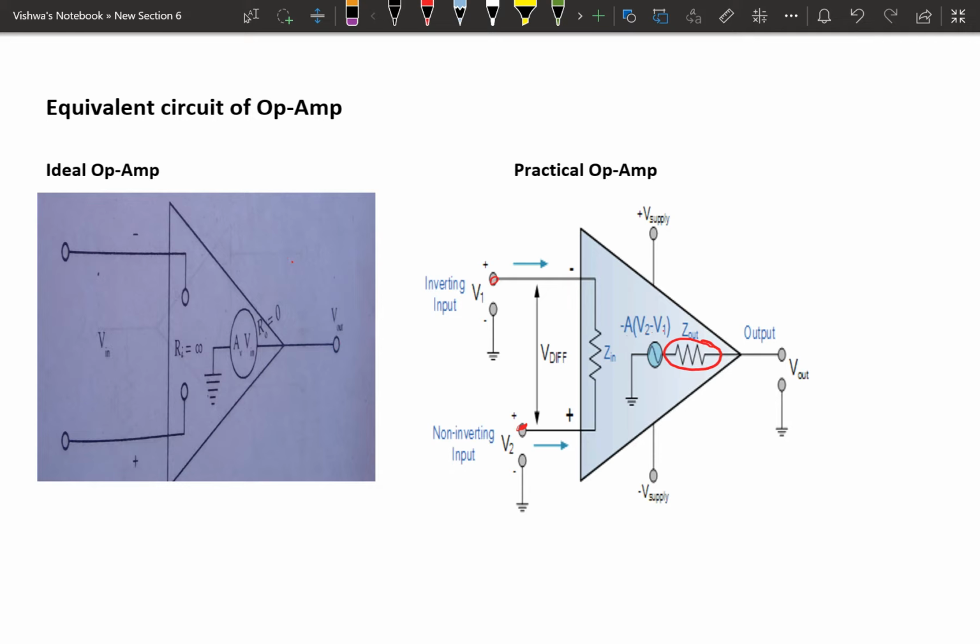Okay. For this I will stop the class. Next we are going to study different cases of operational amplifiers as open loop, closed loop, inverting, non-inverting and differential amplifiers. Okay. Now take the assignment.